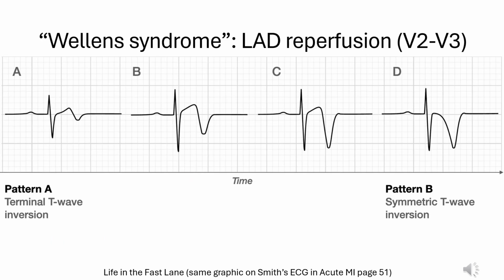Many of us recognize the tracings associated with the reperfusion principle secondary to Wellen syndrome, which specifically refers to these ECG findings in leads V2 and V3 in the setting of a patient with improving or resolved chest pain.